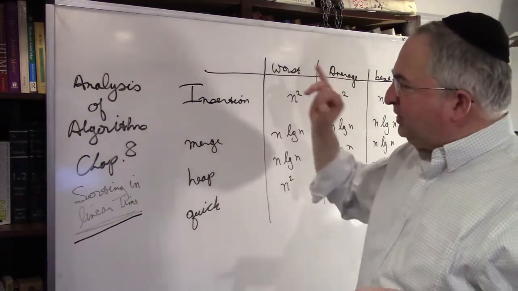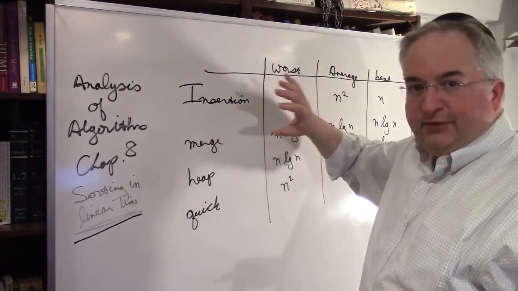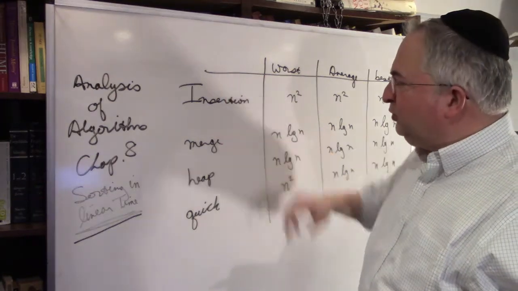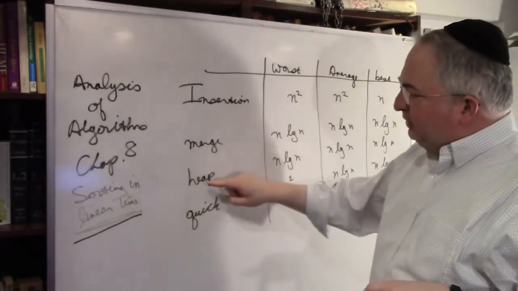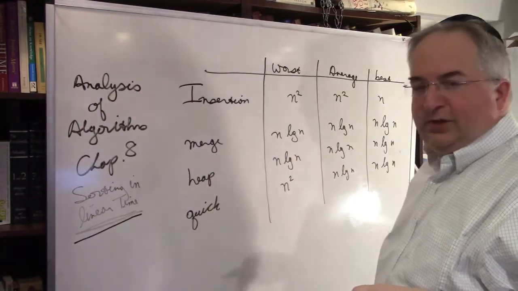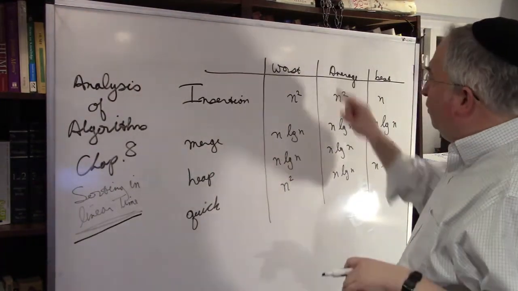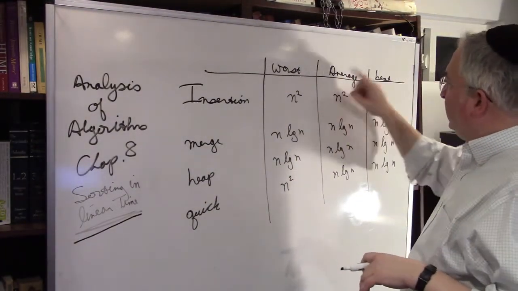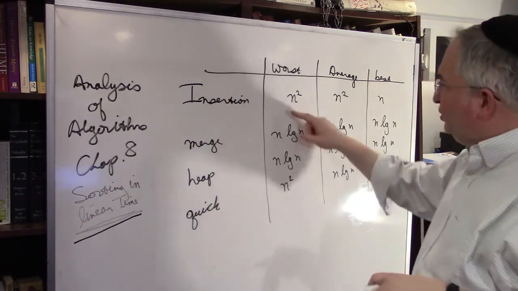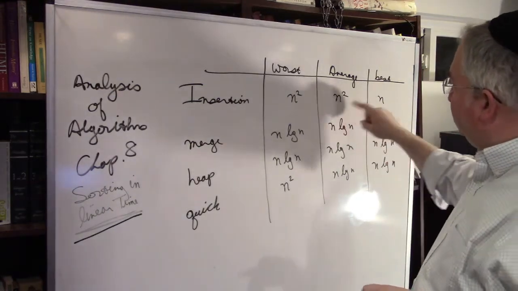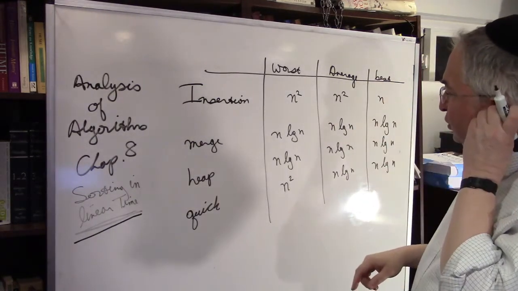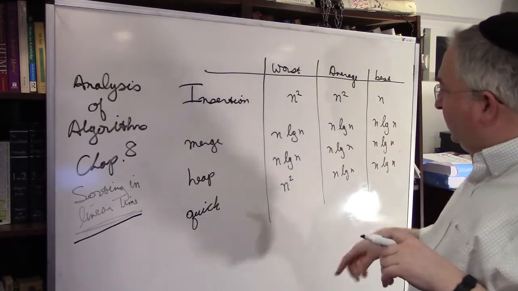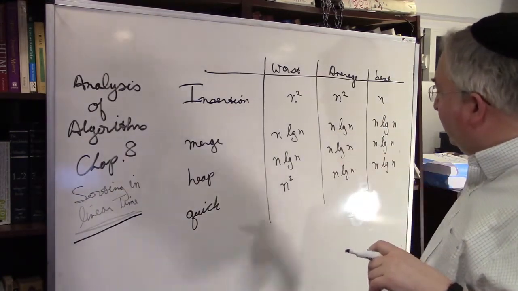We did basically the first day of the first chapter, the insertion sort and the merge sort. Then chapter 6 was heap sort and chapter 7 was quick sort. We want to look at them all in the worst case, the average case, and the best case. Insertion sort was n squared, n. Merge sort was n log n, n log n, n log n. Heap sort was n log n, n log n, n log n.